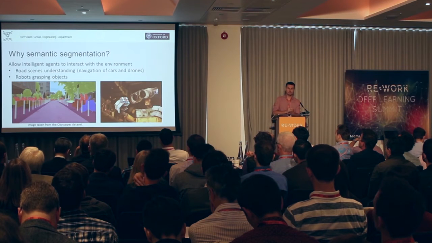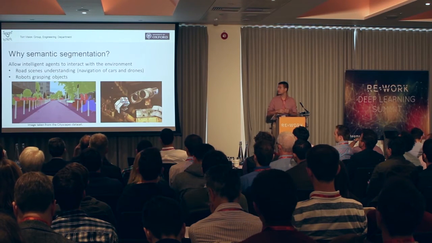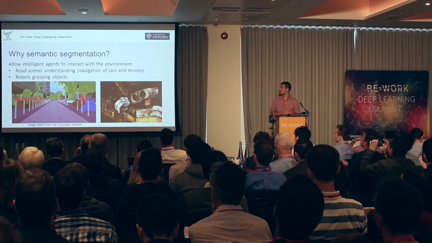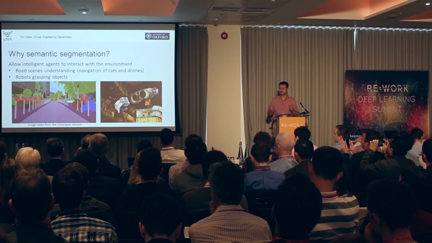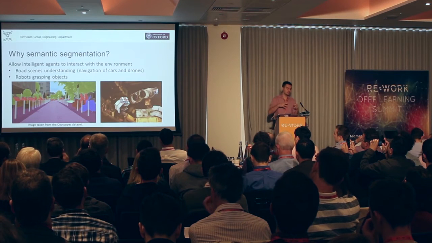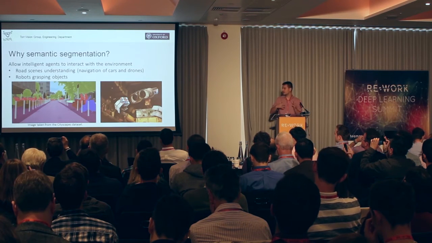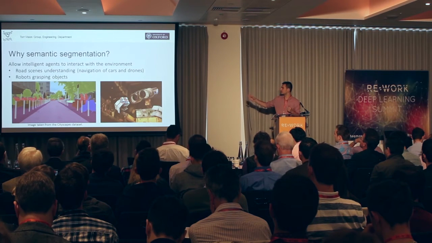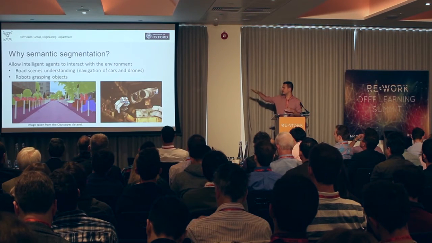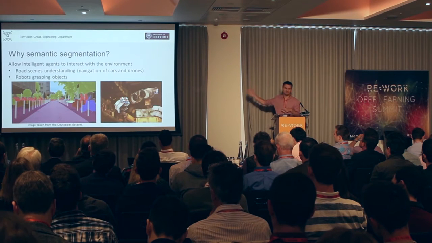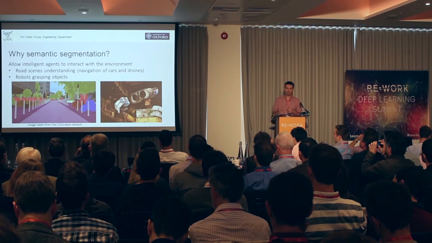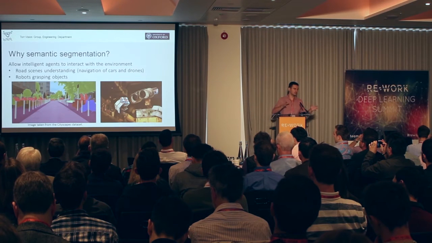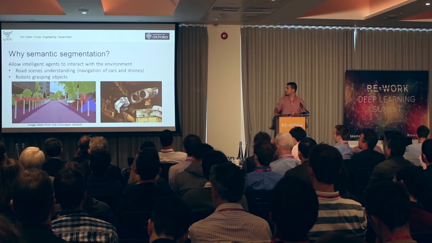Another application where segmentation is useful is to allow intelligent agents to interact with the environment. That is useful for any kind of agents, for example, automatically driven cars and drones. It is useful for them to recognize the area of the road, where trees are, where people are, and so on. And also for robots in general to interact with objects in the environment.